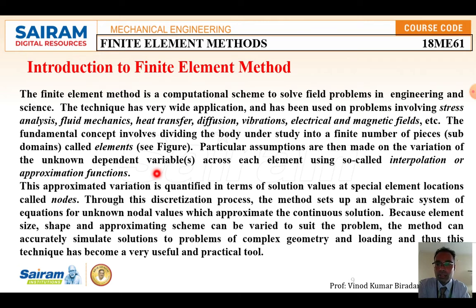And this is about the introduction. The approximated variation is quantified in terms of the solution values at special element locations, which are called nodes. The difference between node and element is that a node is the connectivity between two points. The divided element, that is, the small pieces or regions, are called elements. That is the difference between node and element.